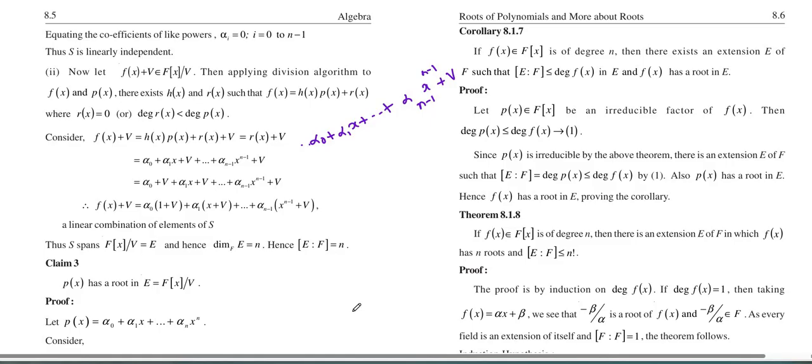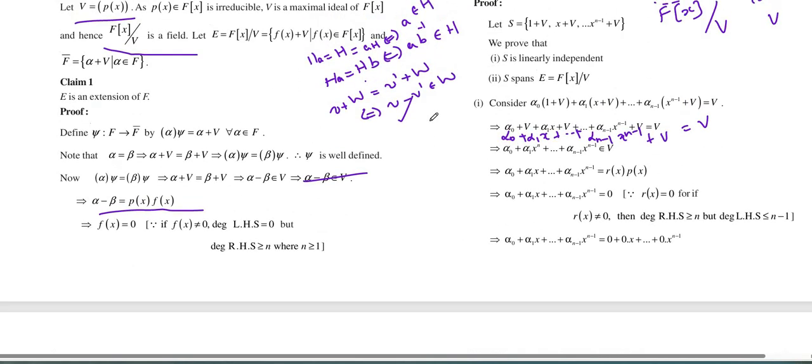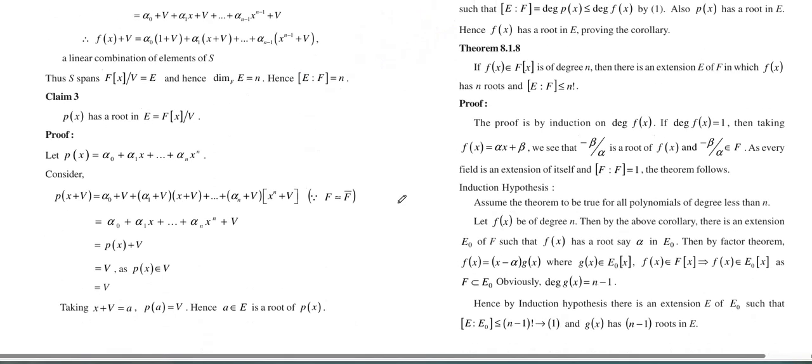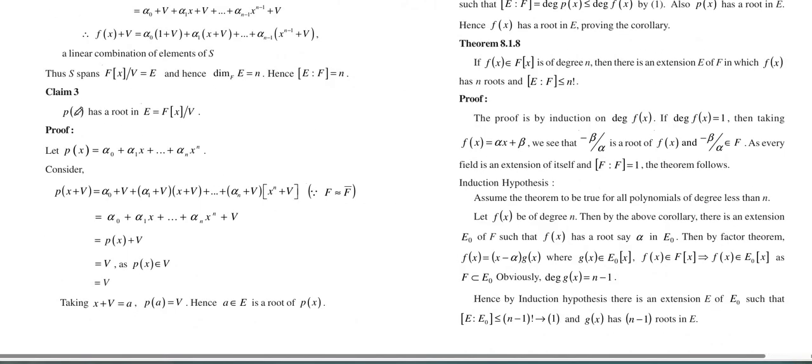Now, because there are n elements, we conclude that the dimension of E over F, that is the degree of E over F, is n. Now in the third part we said there are three things that we need to establish. We have come to the last one, that p of x has a root in E. So that part is to be established. For that you consider p of x as this, any nth degree polynomial.